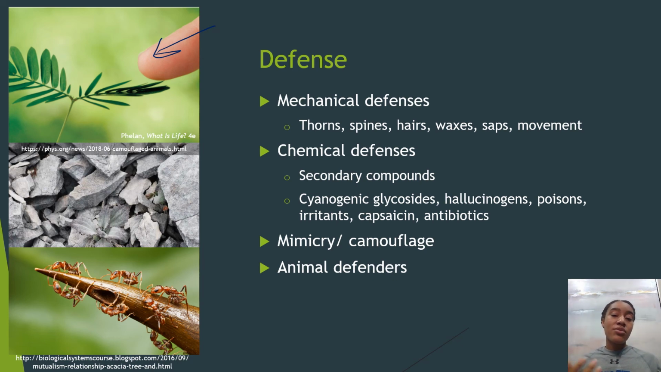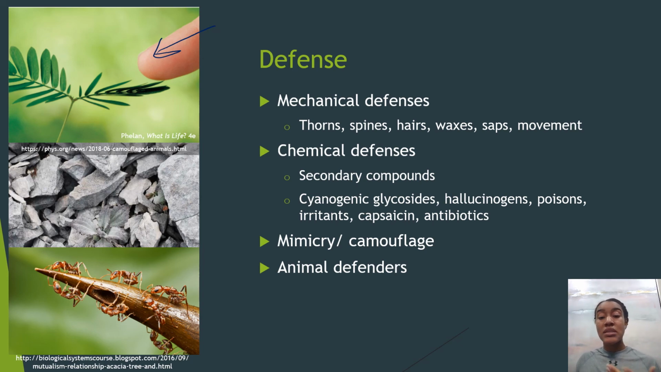They can also have chemical defenses. This is through the production of secondary compounds like cyanogenic glycosides, which are compounds that once a herbivore eats them will be converted to cyanide, which can ultimately kill the animal or make them very sick. So it's another way of fighting back.